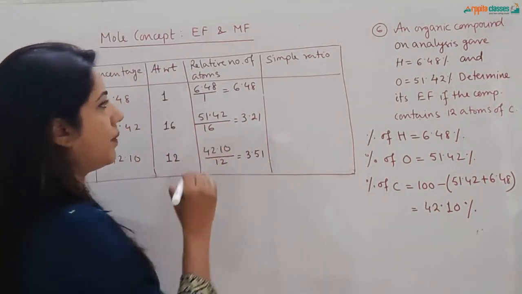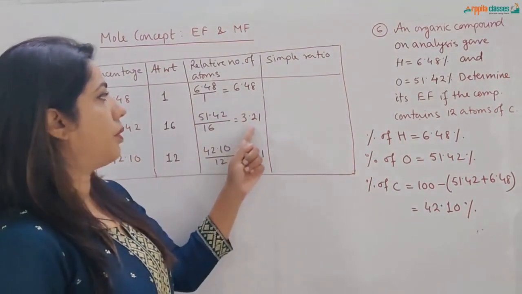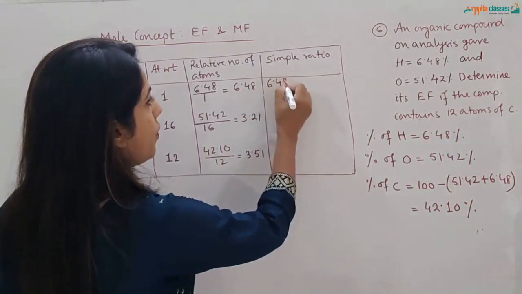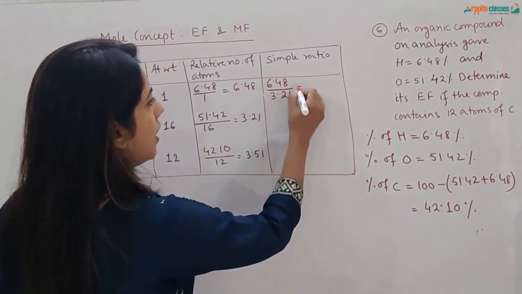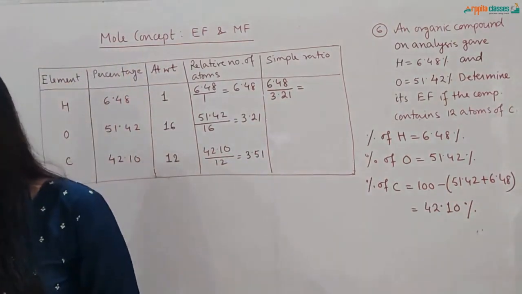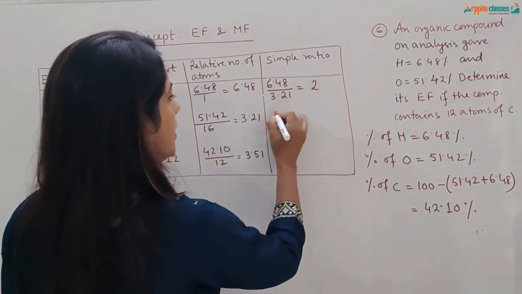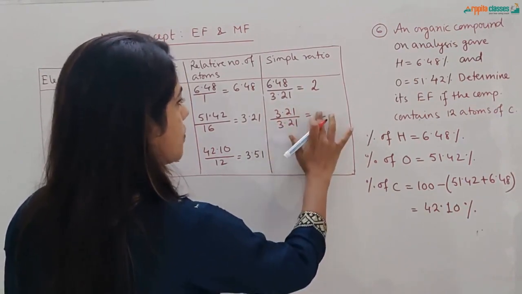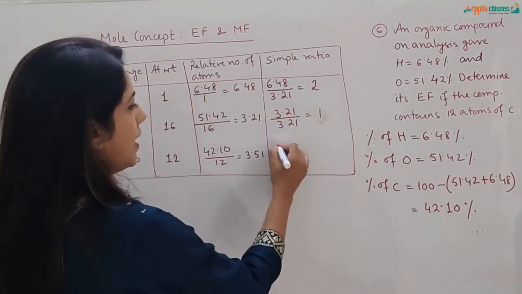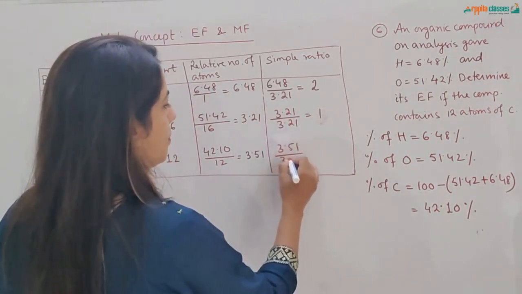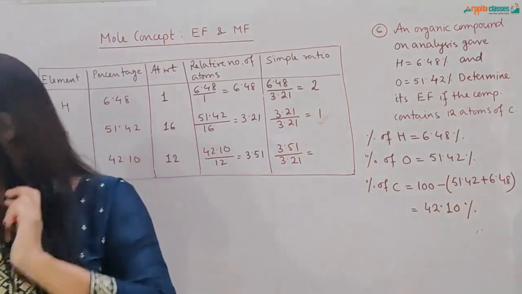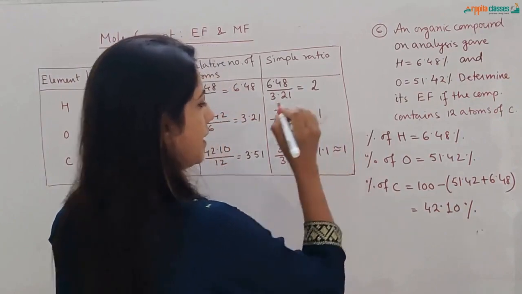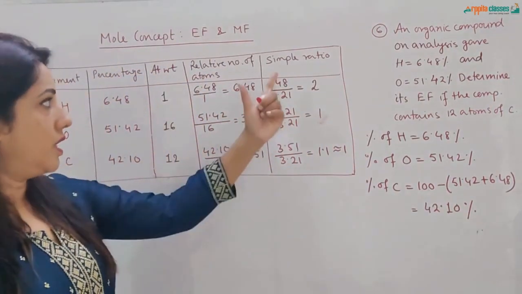This is 3.51. So the lowest number among this is 3.21. So we'll divide everything by 3.21. 6.48 upon 3.21 will almost come 2. Then 3.21 upon 3.21 is 1. And 3.51 upon 3.21 will be 1.1, which will be taken as 1 only. So we got the simple ratio.